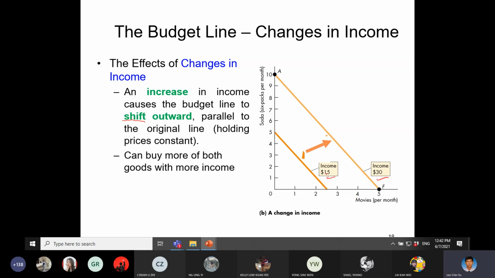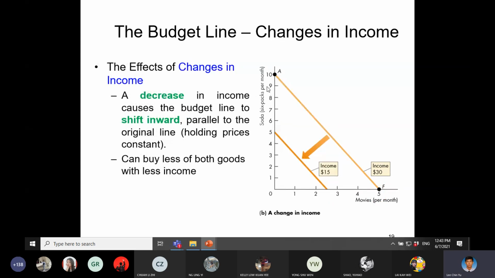So if your income doubles, the ability to buy the soda and the movie also doubles. You can see 5 becomes 10, and 2.5 becomes 5, because your purchasing power doubles when your income doubles. So there is more quantity of goods that you can afford to purchase. So that's why the budget line shifts outward.